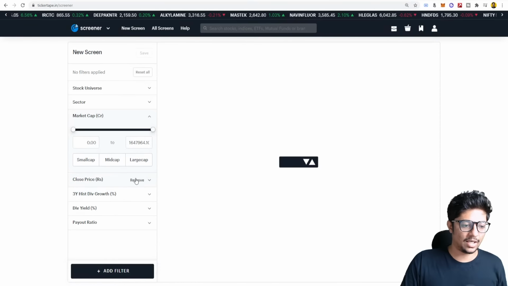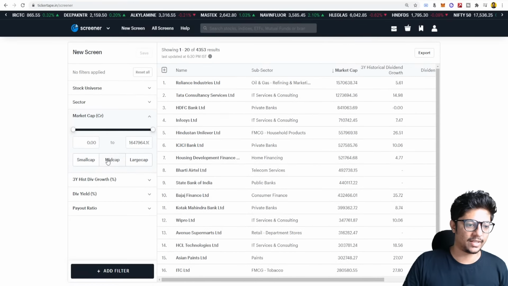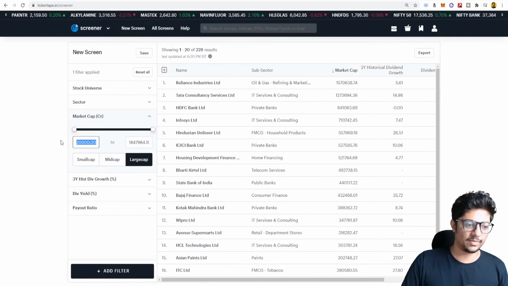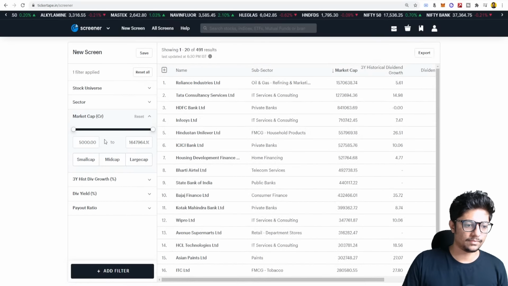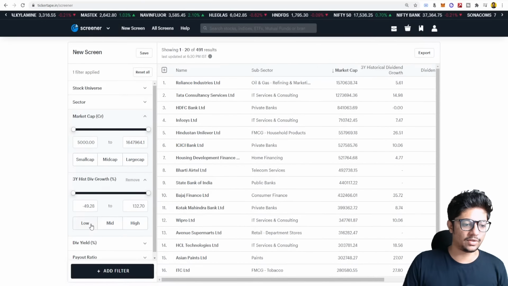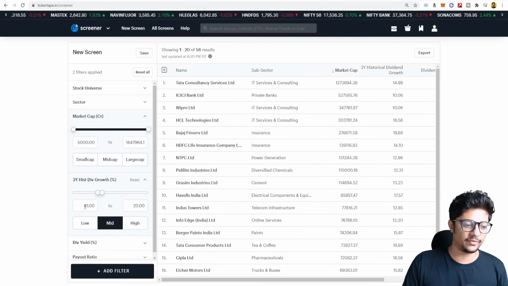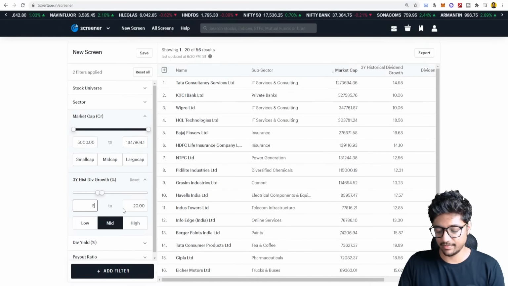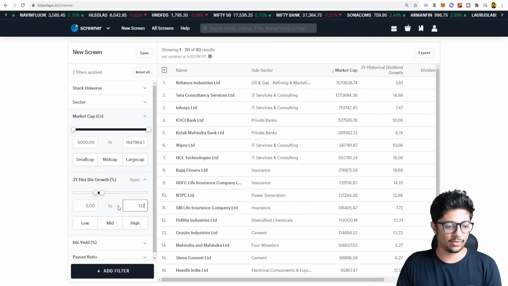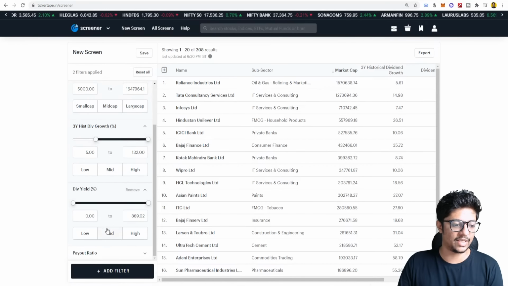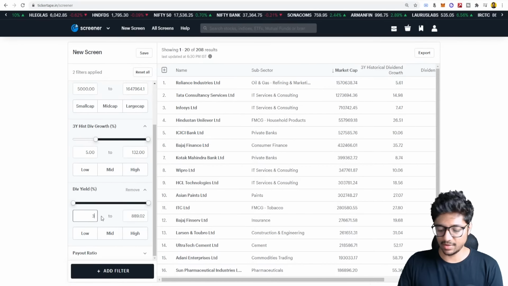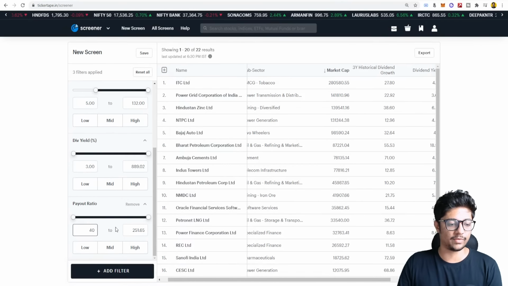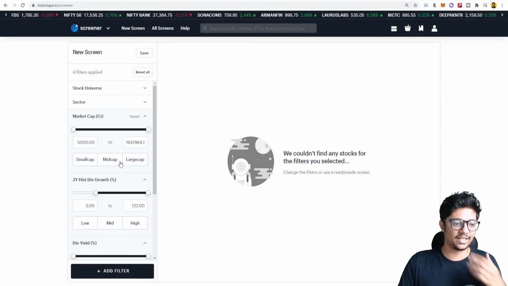Okay. Remove this. Market cap. I can actually put mid cap, 5,000 above. Let me just put 5,000 here. Cool. Now, 3-year dividend growth, even if it is 5% to 132 apparently. So 5% to 132, which is a max. I'm going to keep this here. Dividend yield was what? 3% minimum, more than 3%, 3% to whatever. Payout ratio 40% to whatever, right? Just doing a rough math like this.